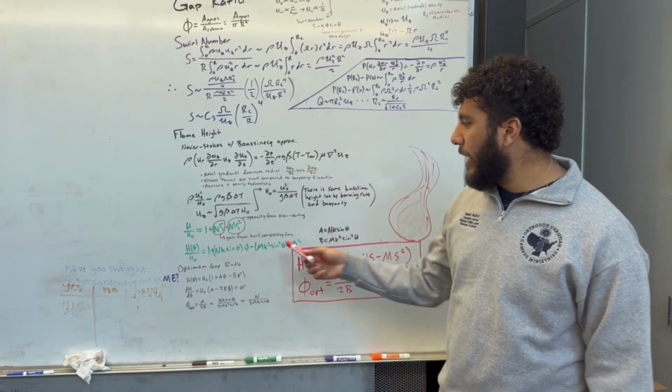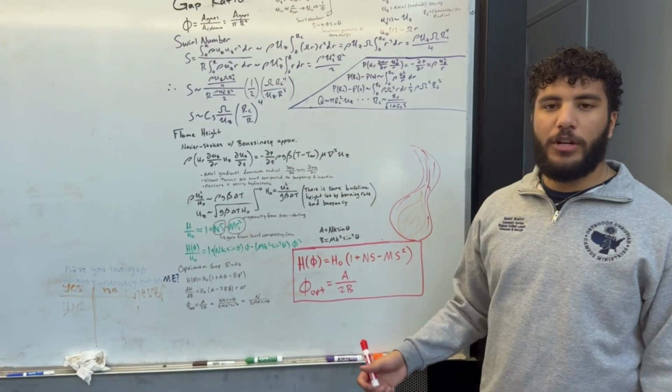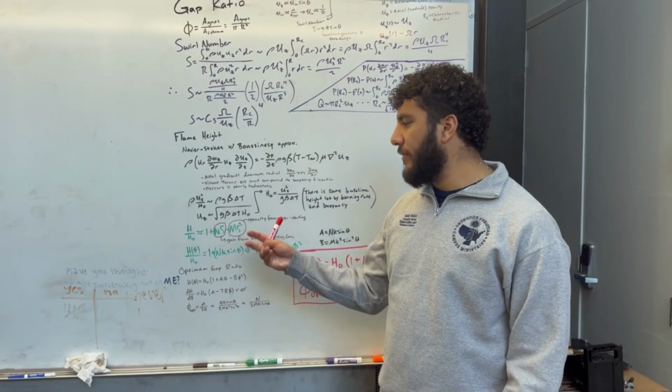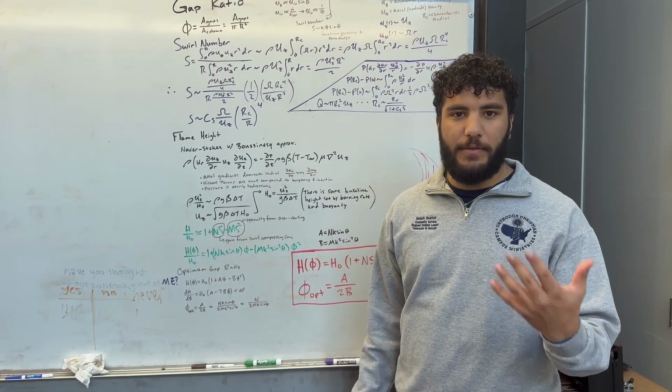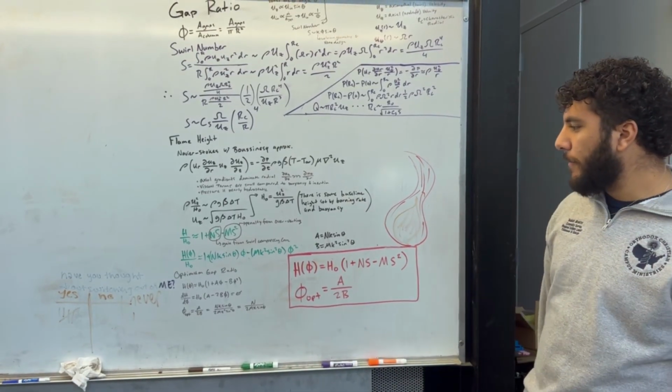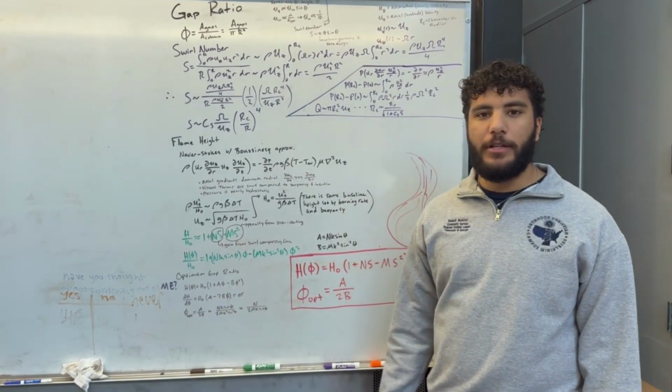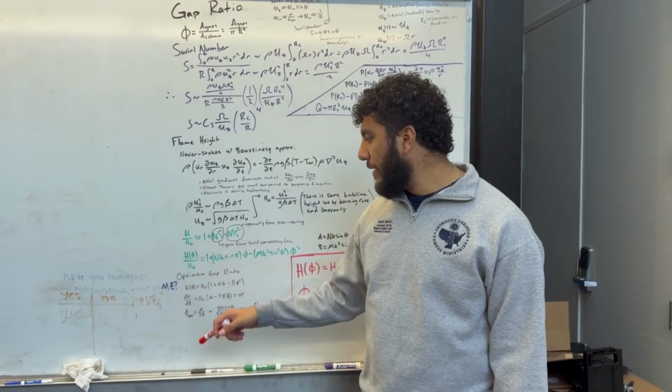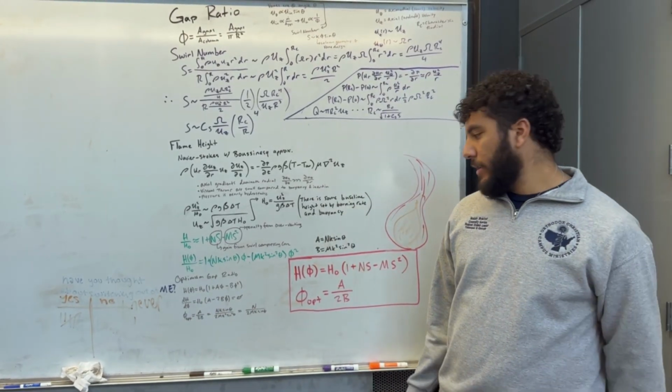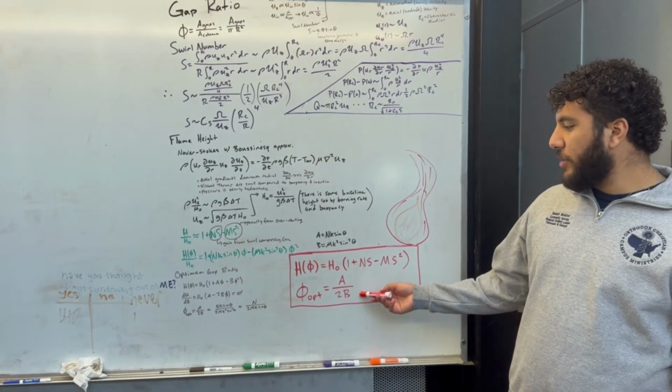And then using that, we're able to figure out an equation using a quadratic fit model to find the height as a function of phi, as a function of the gap ratio, which is shown here. And then to find the optimum gap ratio, we set the derivative of the height with respect to phi equal to 0, and we end up getting this equation here.